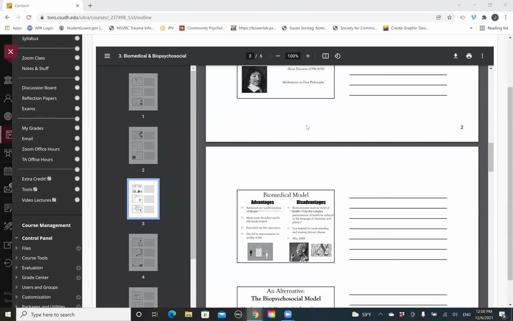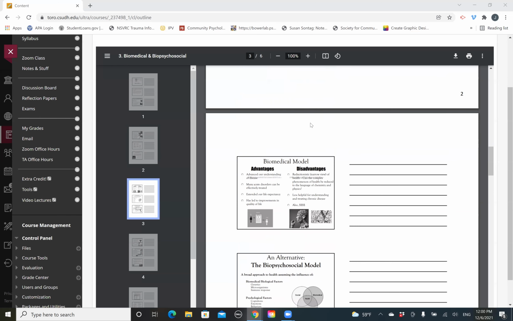So biomedical model advantages. So it advanced understanding of diseases. There are acute disorders that can now be effectively treated, extended life expectancy, and improved quality of life. Disadvantage, reductionist, right? Narrow view of health. Can the complex phenomena of health be reduced to the language of chemistry and physics? The reason I'm studying health psychology is I believe absolutely that it cannot be. There are so many other things that impact a person's health. Less helpful for understanding and treating chronic disease.